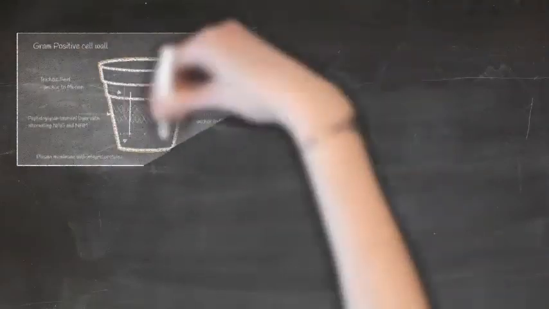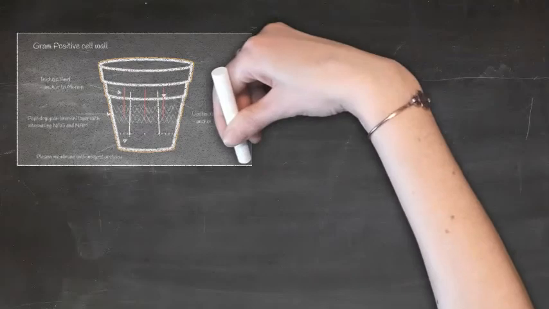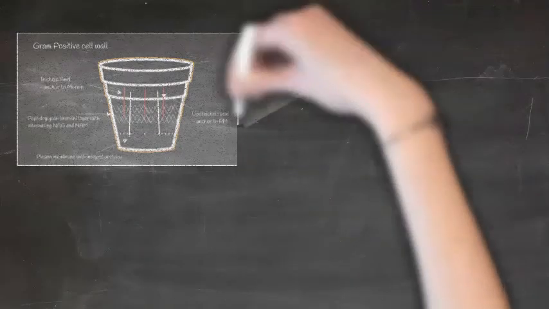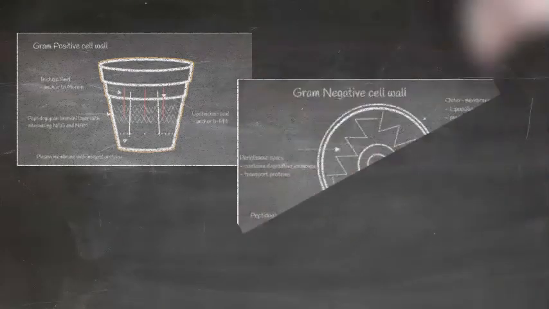So here is a side-by-side comparison of the gram-positive and the gram-negative cell wall. This was just meant to be a short, quick video to let you know what the difference between the two types is and what prokaryotic cells are.